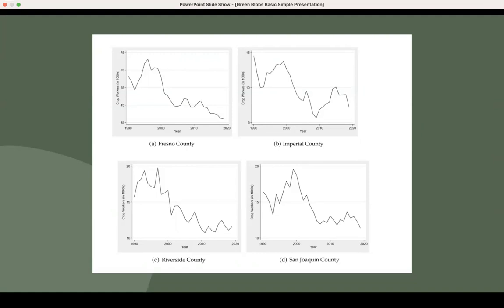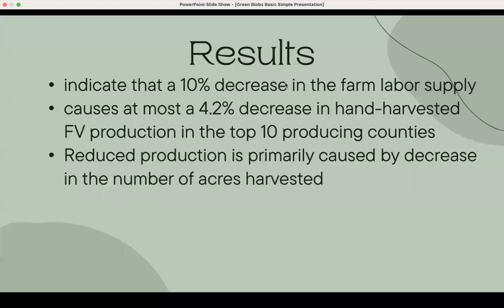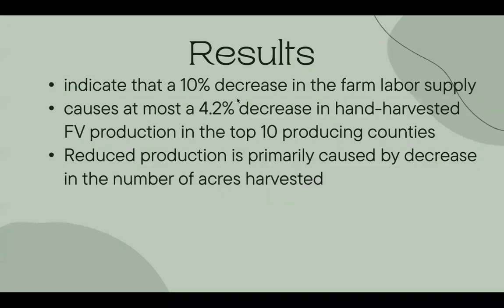The results of this study show that a 10% decrease in farm labor supply caused about a 4.2% decrease in hand harvested fruit and vegetable production within the top 10 producing counties. This reduced production is what we were shown through the data when they did the regressions, as well as using and comparing the information between shocks and different counties.